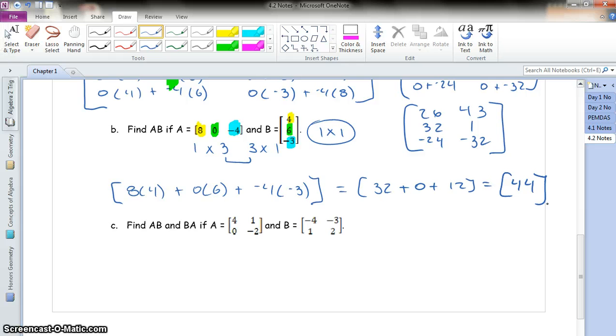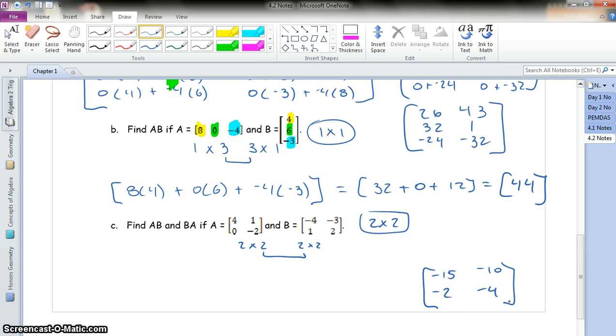Alright, what I want you to do is try the next one on your own. We have a 2 by 2 and a 2 by 2. So my resulting matrix is going to be a 2 by 2. Alright, so what I'm going to do is I'm going to put the solution in the right corner here. Negative 15, negative 2, negative 10, negative 4. Please do the work on your own and bring the solution. Make sure you can get that correct solution before class tomorrow.